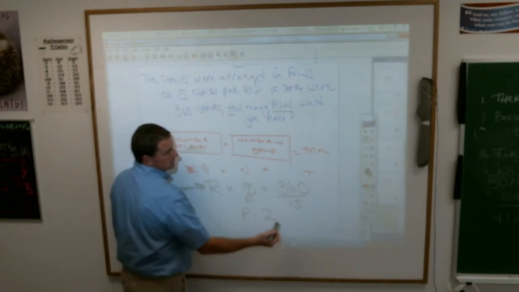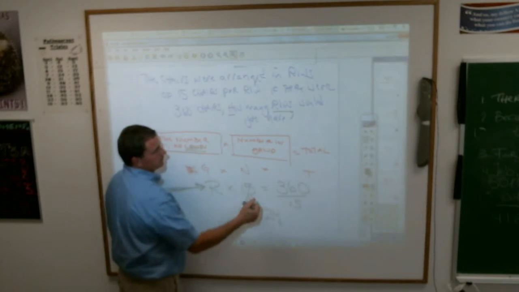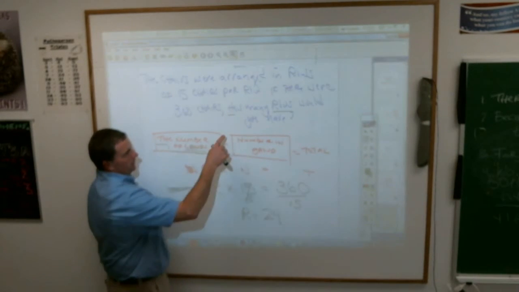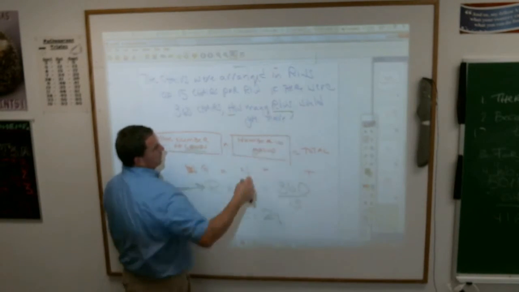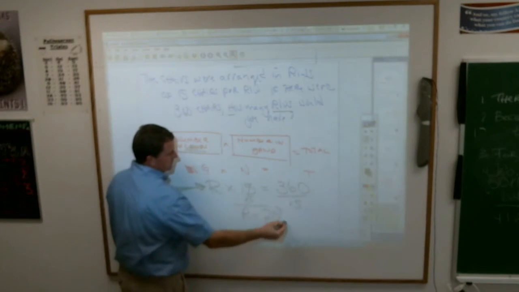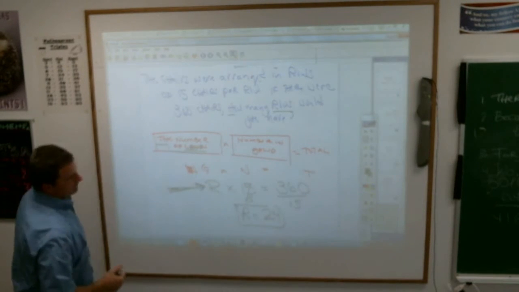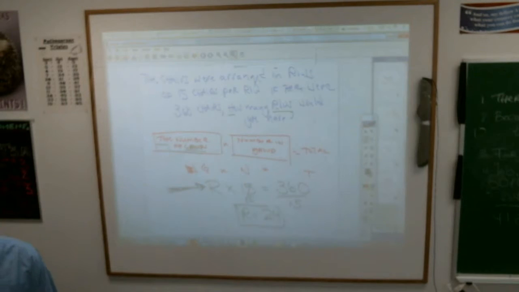24. There are 24 chairs, or 24 rows that have 15 chairs. How about that? This is the part where you went off. Yeah, that was a little more scary than one more. How about this?